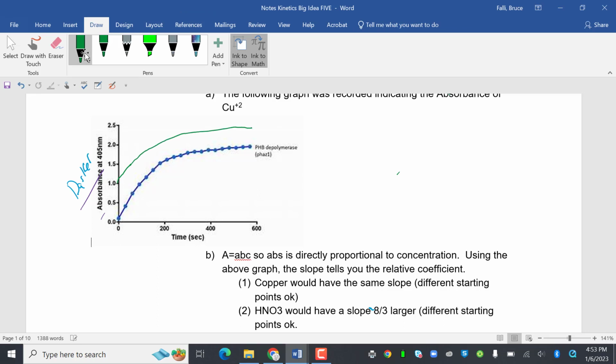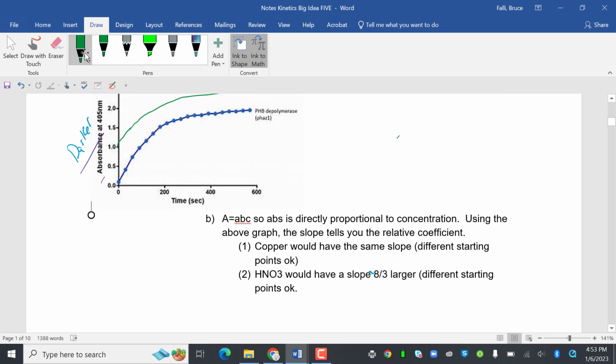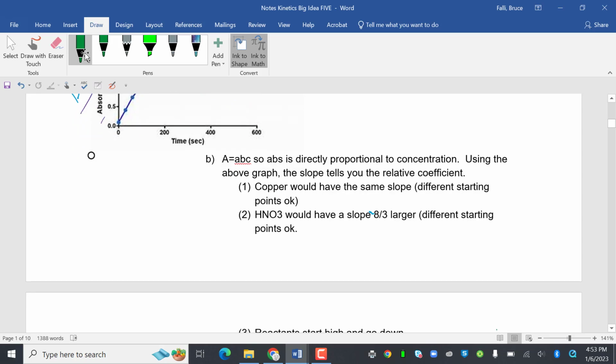So different starting points are okay, and there you go. The same slope is what I was shooting for. HNO3 would have a slope of 8/3 larger, so if I took this point right here, and it's 1.5, I would have to make it 8/3 as large. Whatever the slope would be, I'd multiply the slope times 8/3.